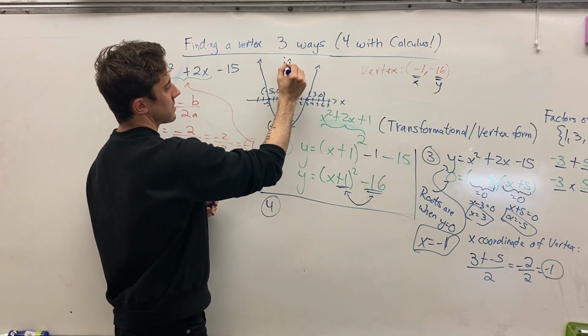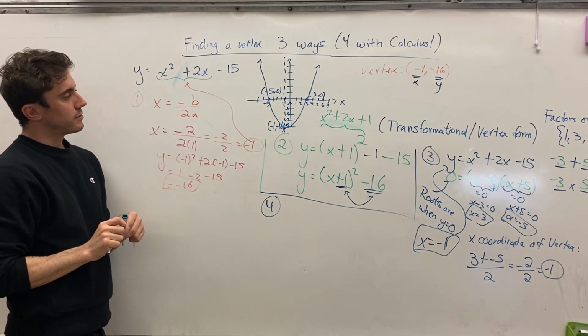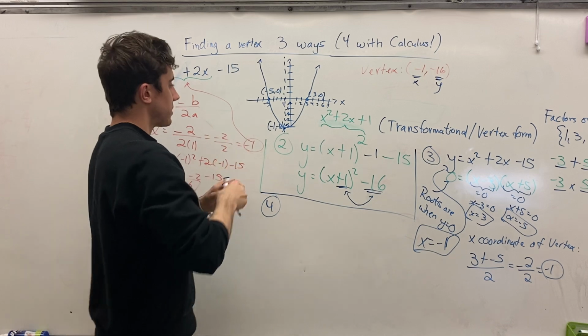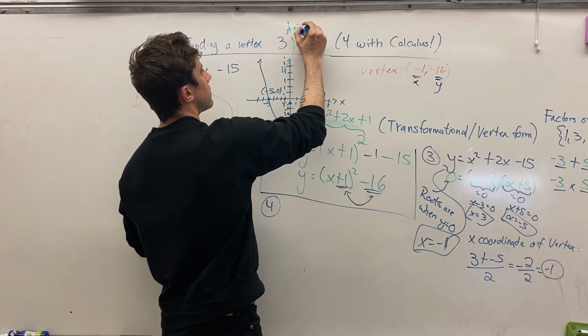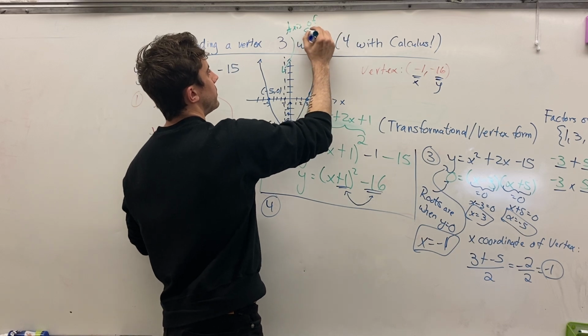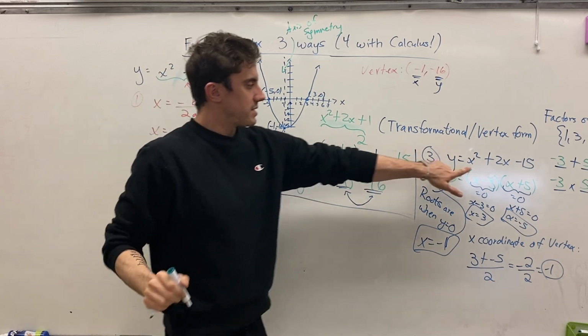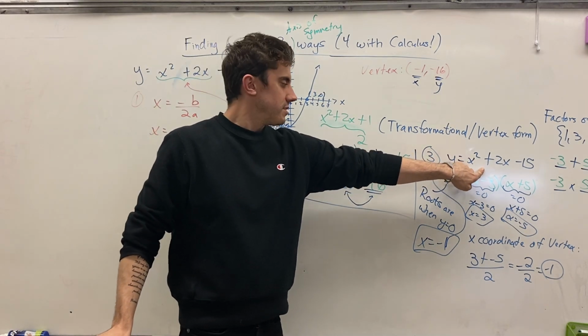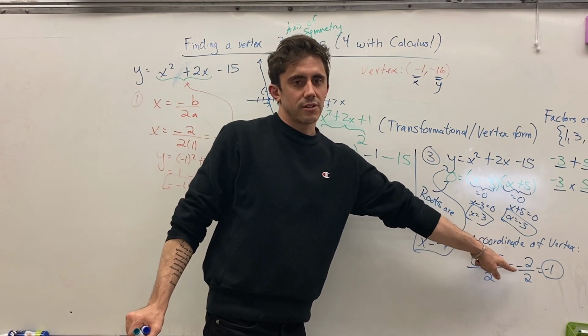The vertex acts as our axis of symmetry, which is probably a term you've heard many times before. I'll just jot that down. Axis of symmetry. That's why we can use this symmetry argument for number 3, arguing that our vertex is always in the very, very center of our two roots.